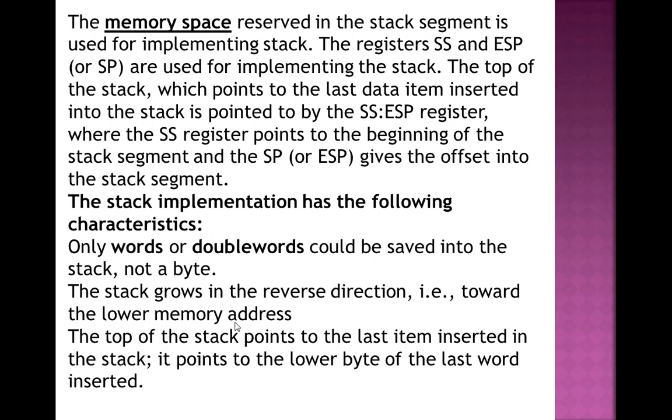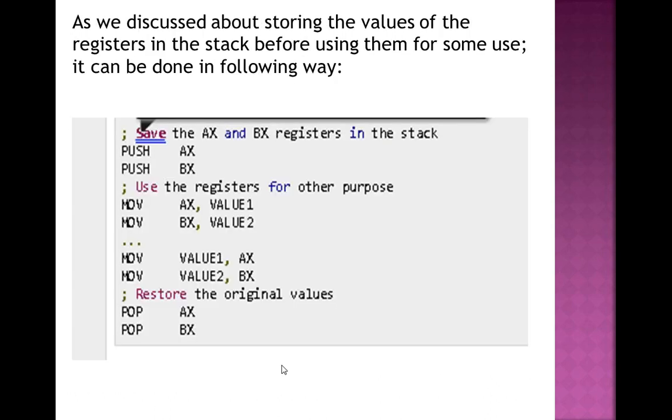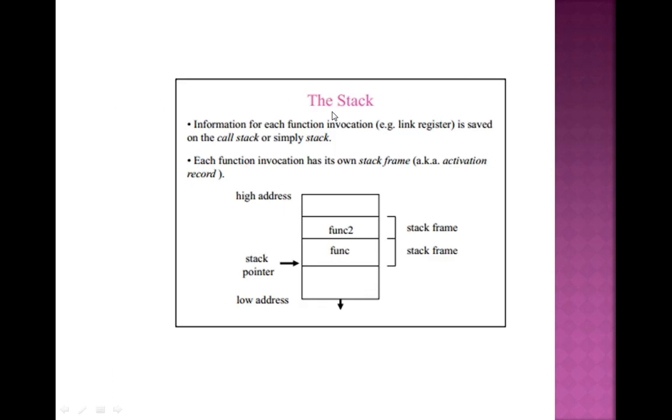So it grows in the reverse direction, that is, towards the lower memory locations. First of all, data will be stored at the upper end, then below, towards lower memory locations. Then next, the top of the stack points to the last item inserted in the stack. Because it is last in first out, the top will be the last item inserted in the stack. It points to the lower byte of the last byte or last word inserted.